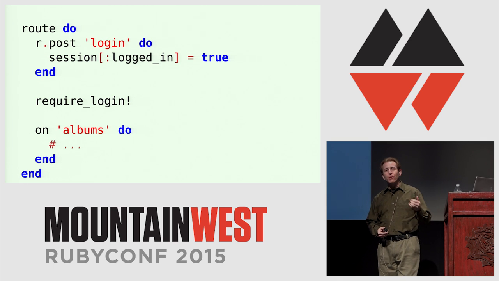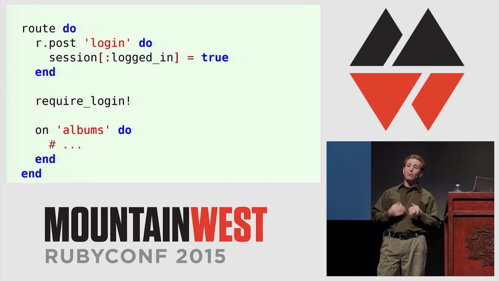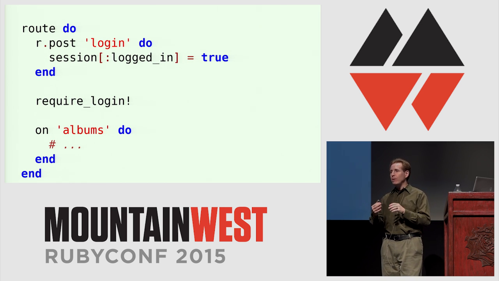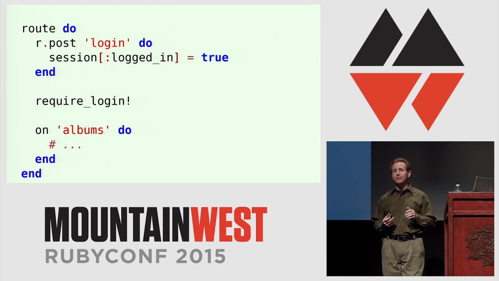So Sinatra and Rails, and most other Ruby web frameworks, can use before filters to emulate the code that you would place at the top of a routing tree block. However, a routing tree block is really just Ruby code, and you can execute arbitrary Ruby code at any point during routing, not just at the top of blocks.